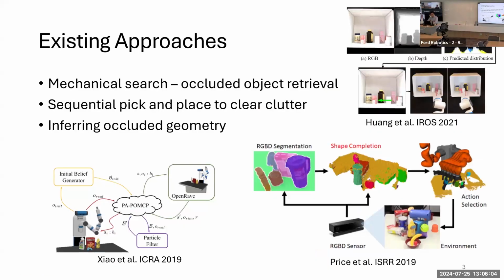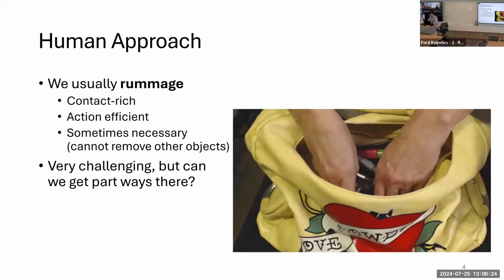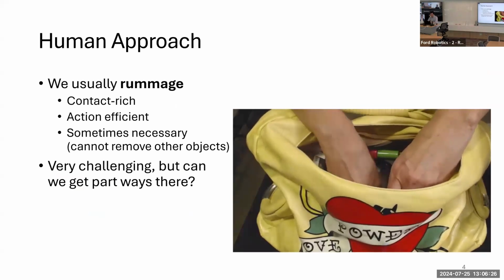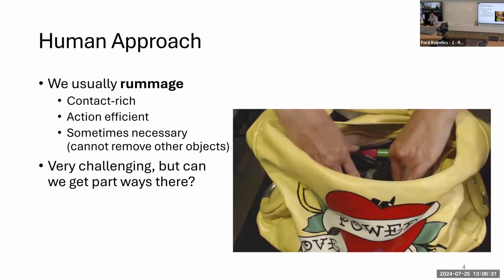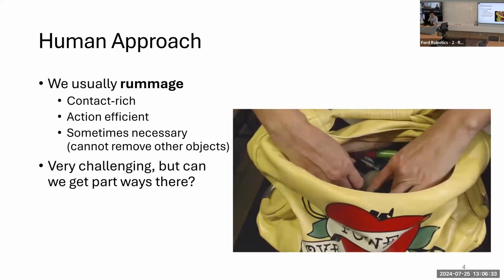Existing approaches to this problem mostly involve sequentially picking and placing objects to remove clutter. While effective, this may not necessarily be the most efficient way to accomplish the task. And one aspect that we think deserves consideration is the contact averseness of traditional planning methods. So compare this to human behavior when reaching into places that you can't fully see. Instead of being contact averse, we actually actively seek out contacts and rummage around.